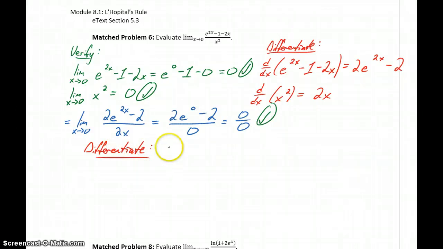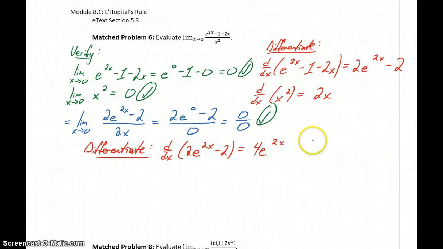And this time we'll take the derivative of 2e to the 2x minus 2, which will give us 4e to the 2x, and the derivative of 2x, which will give us 2. So we're applying exactly the same approach that we did in the first step. All this changes the way we wrote out this verification that we meet the requirements for L'Hopital's rule, and now we're taking the derivative of these two functions. So really what we're doing is taking the second derivative of the original two functions that we started off with.